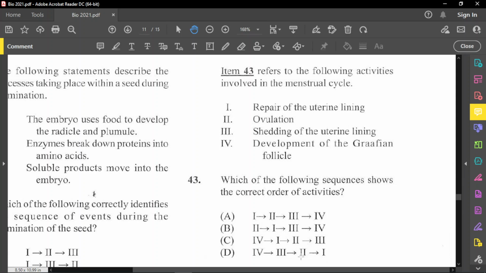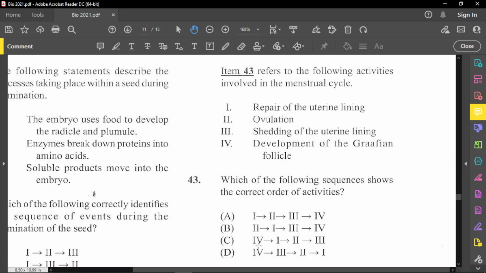Then it says after the shedding of the lining, you have ovulation. Then after ovulation, you have repair. No, that can't be right, because repair does not take place after ovulation. Repair takes place before ovulation. So let's look at option C then.